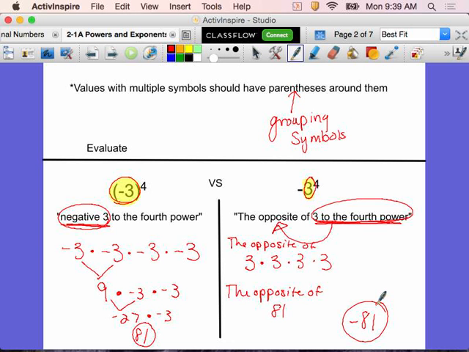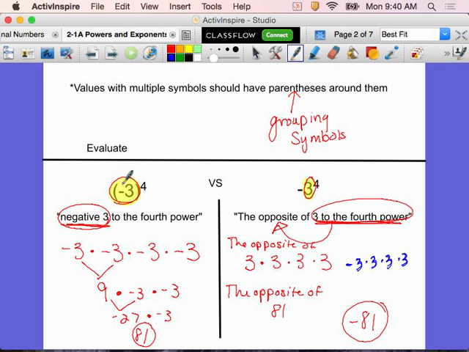So it's a huge difference between a positive 81 and a negative 81. And if I was showing my work over here, instead of writing the words "opposite of," I might have written the opposite of 3 times 3 times 3 times 3. So just one negative, because I only need one to show opposite. Over here, I had to repeat the negative because it was part of the base.